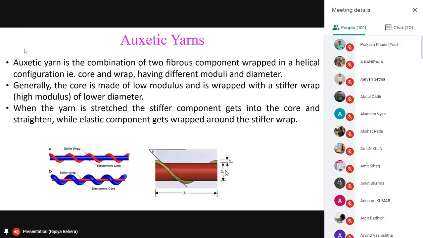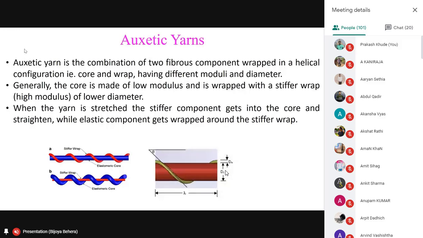And the blue color which is shown is an elastomeric yarn. Elastomeric is nothing but, let's say, your lycra yarn, spandex yarn. So what you have to do, you have to wind these two components, stiff component and elastic component. The basic requirement is the diameter of the elastic component has to be many, many times larger than the diameter of the stiff component. So what you will find after winding, when we try to expand or elongate this yarn, the elastic component is coming on the surface of the stiff component.